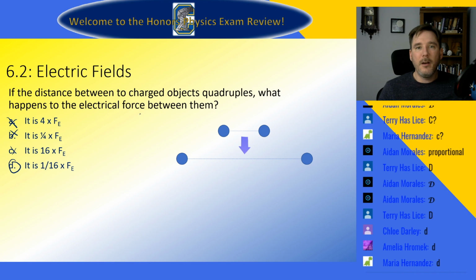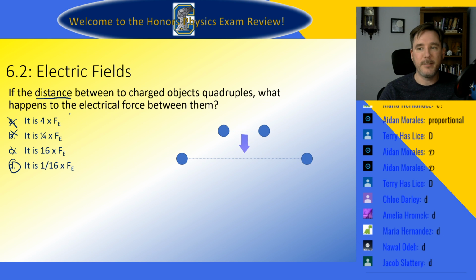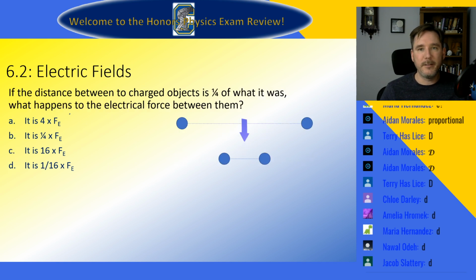That's because you look for the keyword distance. When you see distance, whether I'm talking about charges or mass and gravity, yes, that is the inverse square. So 1/16. Great.